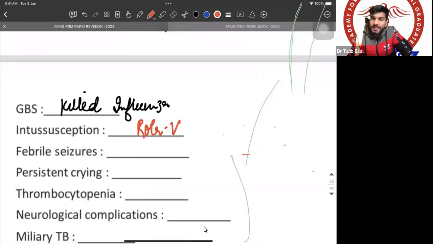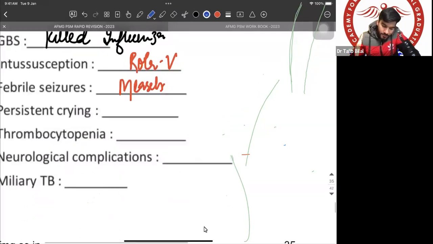Okay, guys, in intussusception, which color stools do we have? Red currant jelly stools. Which sign? Target sign or donut sign. Right, guys? Target sign, donut sign, red currant jelly stools, they are all in case of intussusception. Okay, sausage-shaped lump. Febrile seizures with measles.